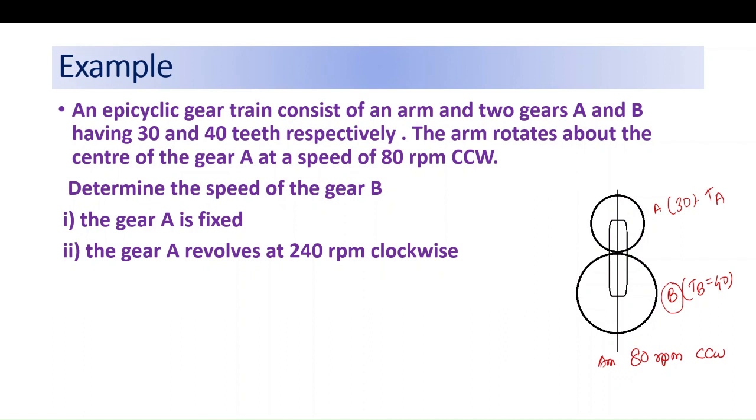Same as what we have carried out. We are learning this example so that we can remember the whole procedure and see the total application of the same. So how will you determine the speed of gear B in two conditions? One condition when gear A is fixed, and the second condition when gear A revolves at 240 rpm clockwise. Remember this. So let's start the solution.